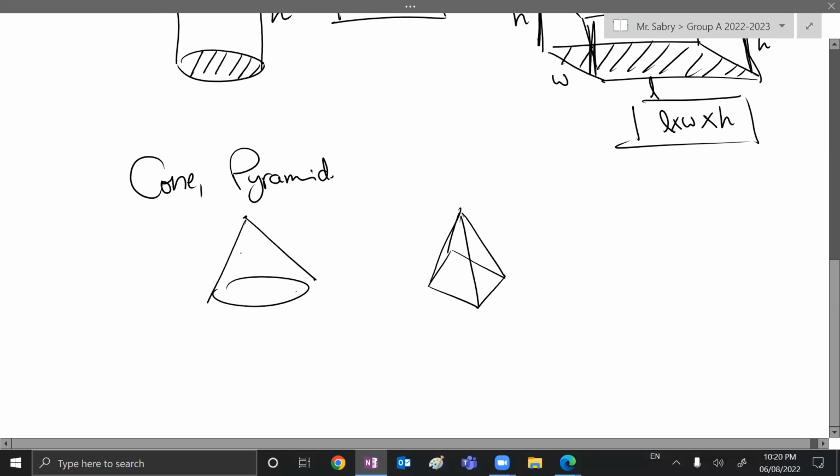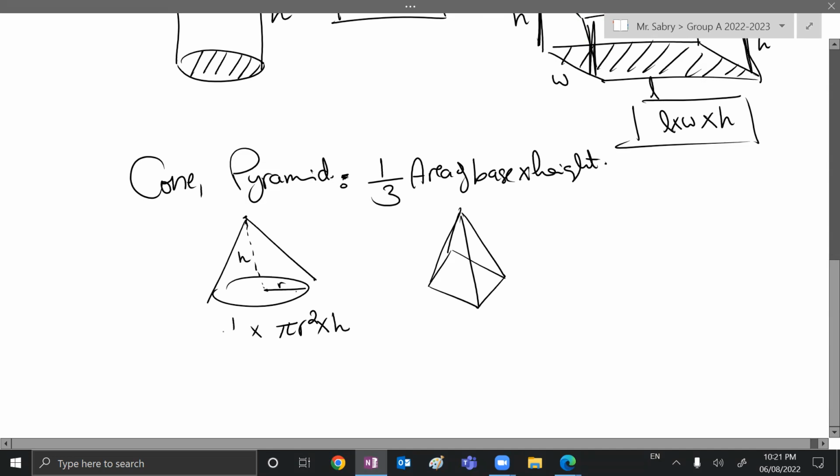So whenever something has a peak, it's the exact same rule for the volume, area of the base multiplied by the height, but we just multiply by 1 over 3. So the volume of this would be 1 over 3 multiplied by the area of the base multiplied by the height. In this case, the base is a circle, so the area of the base is pi r squared. Multiply that by the height, which is this height here. Multiply that by 1 over 3, and you've got the volume of the cone.